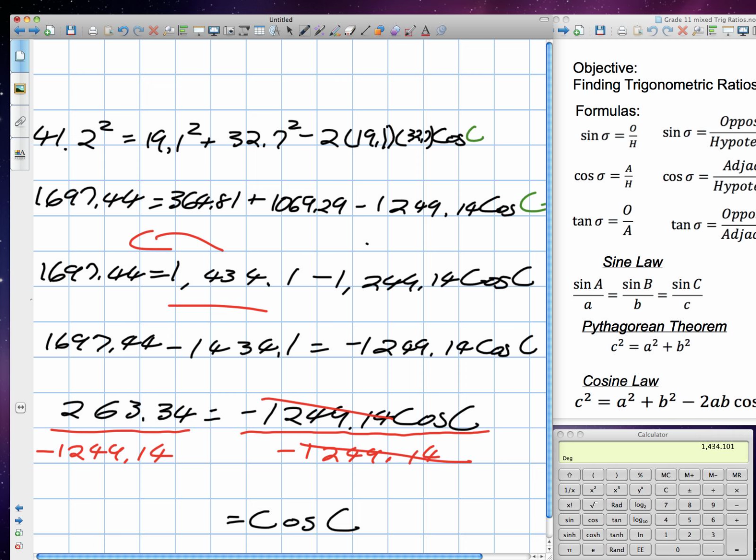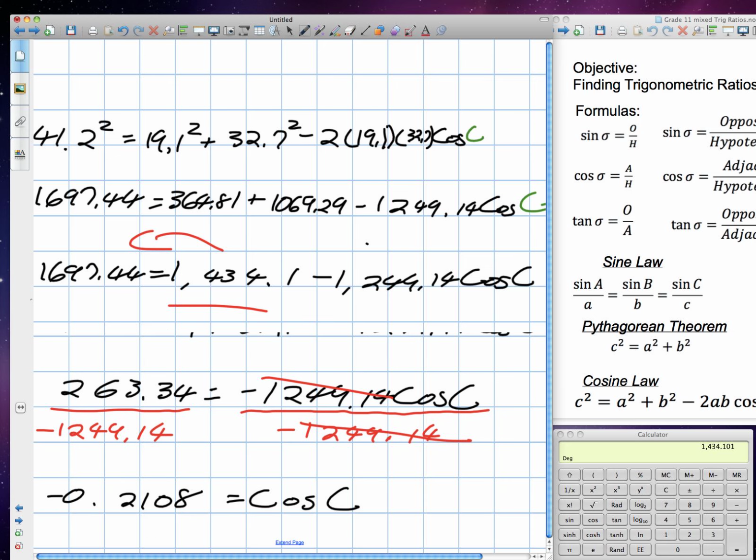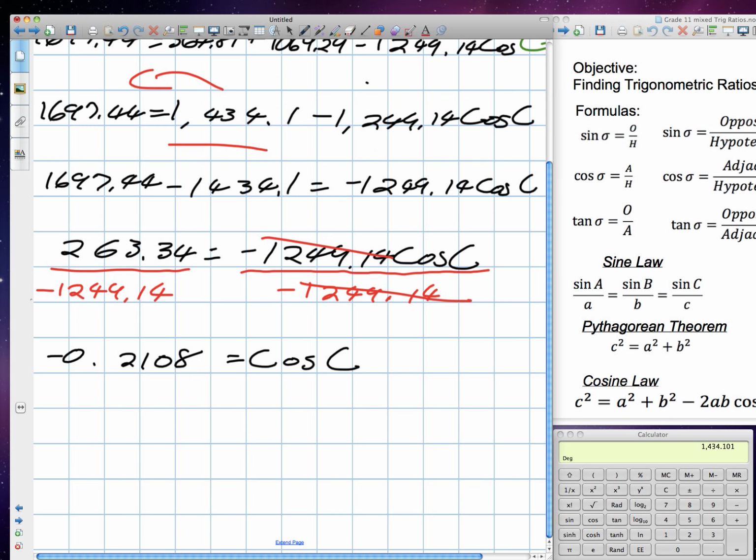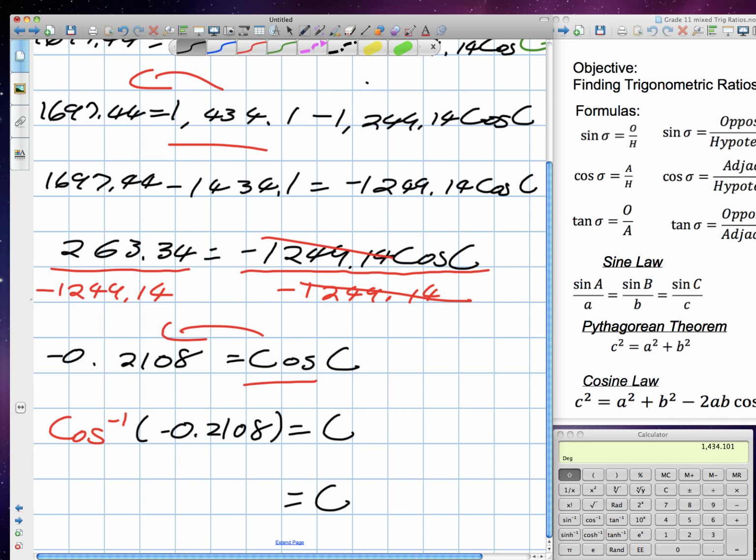Now, there's still one more step in order to solve this. I know what cos C is, but I don't know what the angle is. I need to move cos to the other side of the equation. When I move cos over, what is it going to become? When we push shift on our calculator, what does cos look like? Cos inverse. Good. So when we move it to the other side, we end up with cos inverse of negative 0.2108 equals C. Anyone following along on their calculator know what we got? Okay, the angle, we're going to round it, is approximately 102 degrees. So we figured out that the angle C is 102 degrees.